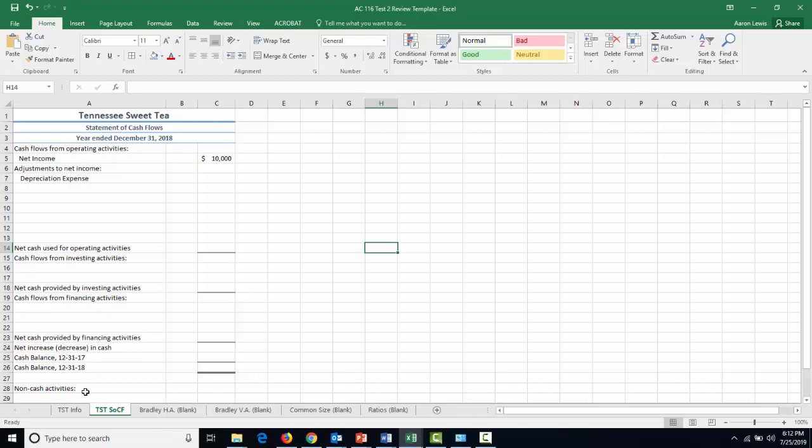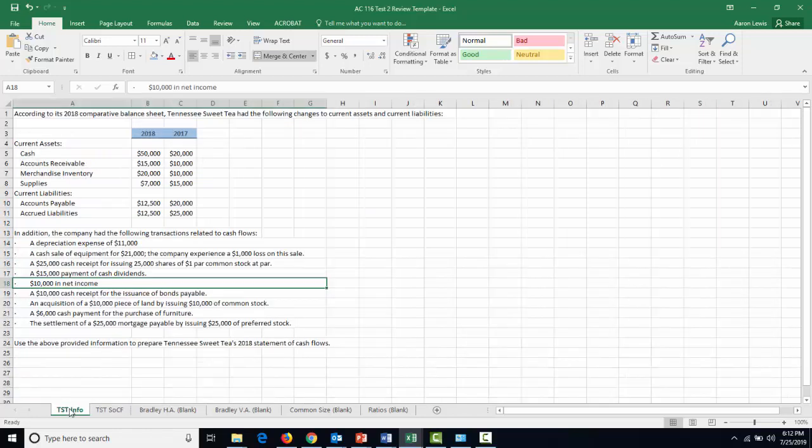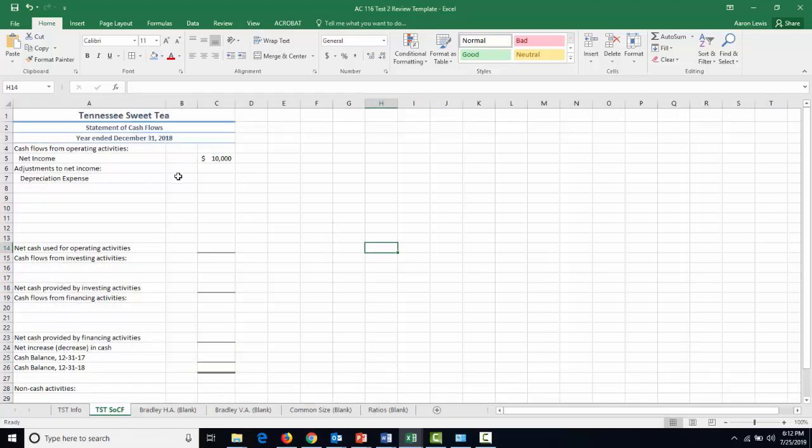So let's go to our information and see if we can find a depreciation expense. And it's the very first line. We see we have a depreciation expense of $11,000. So we're going to throw that in here. For this section, you're going to want to put all of these numbers in the left hand column because we're going to have a bunch of adjustments that we're going to total up at the end.